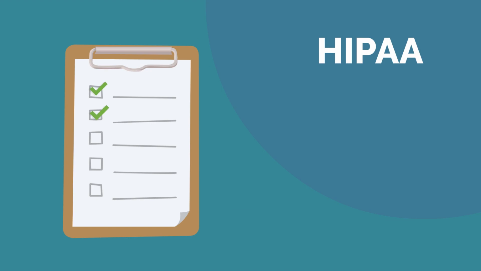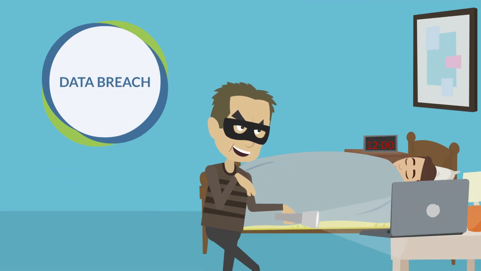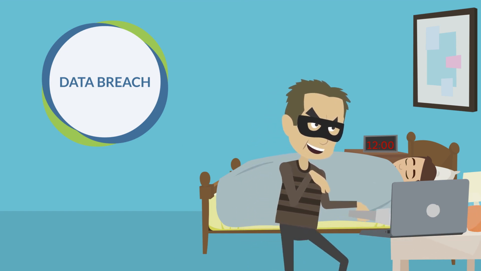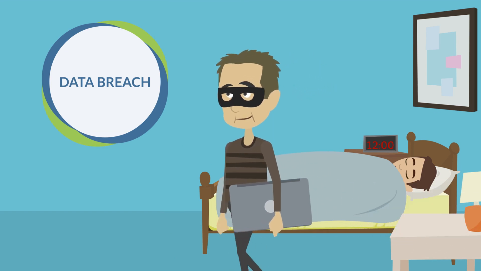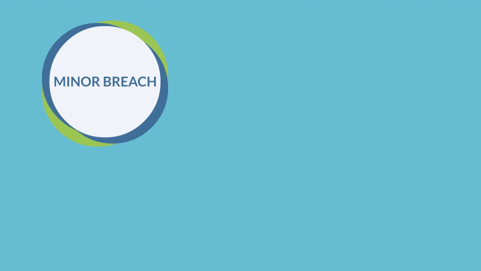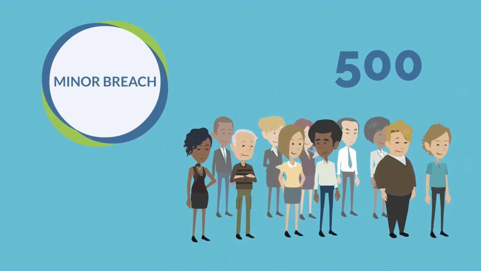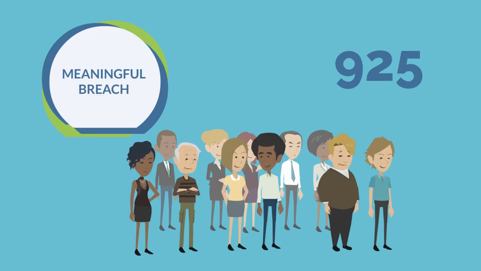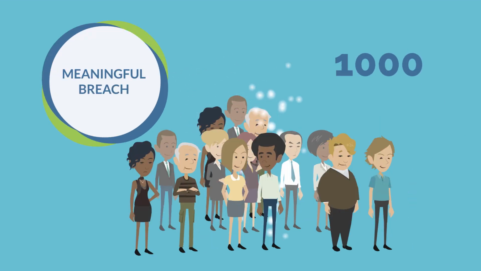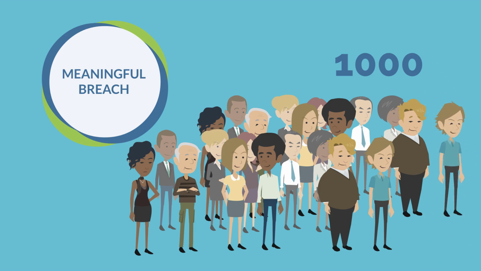A HIPAA violation is any breach in an organization's compliance program that jeopardizes the integrity of PHI or EPHI. Breaches: a data breach occurs when one of your employees has an unencrypted company laptop with access to dental records stolen. A minor breach is a data breach that affects fewer than 500 individuals in a single jurisdiction. A meaningful breach is a data breach that affects more than 500 individuals in a single jurisdiction.